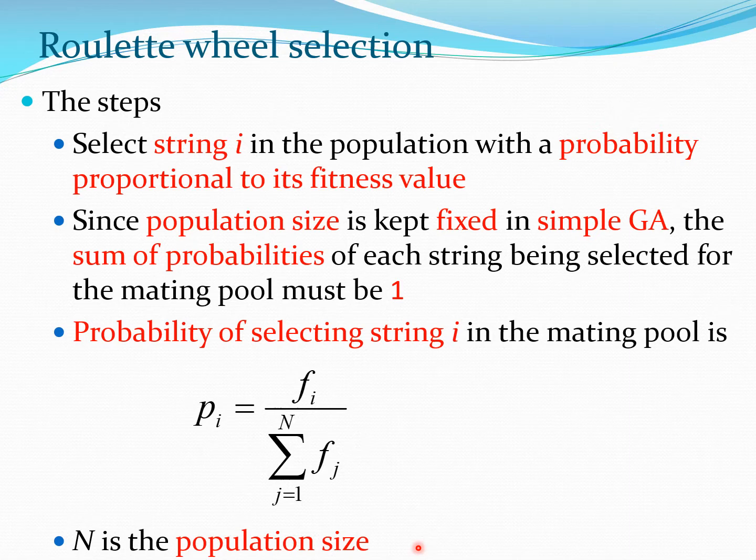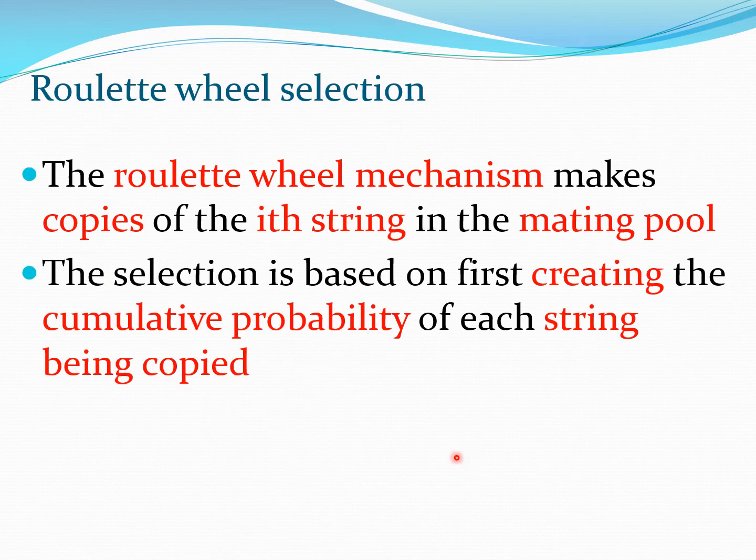Now this will become very clear if we look at an example, which we will do soon. So the main concept to remember is that this roulette wheel mechanism makes copies of string i in the mating pool, and the selection is based on first creating a cumulative probability of each string being copied.